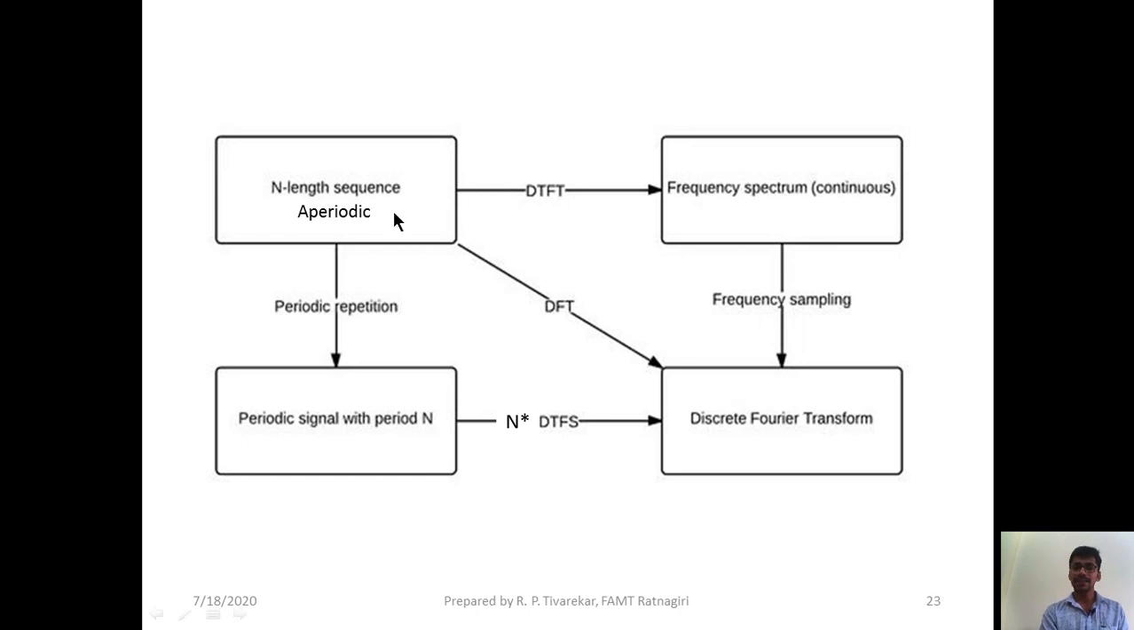We have an N length aperiodic sequence whose DTFT is a continuous frequency spectrum. If it's sampled and if this is periodically repeated, then the relationship between this and this is that this is N times the DTFS of this. Okay, we understood how we get this nature. If this is periodically repeated, the corresponding frequency will get sampled. This we have understood. So actually this is N times the DTFS of this, and the relation between this and this is DFT.